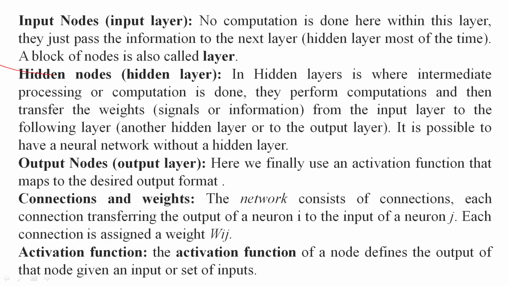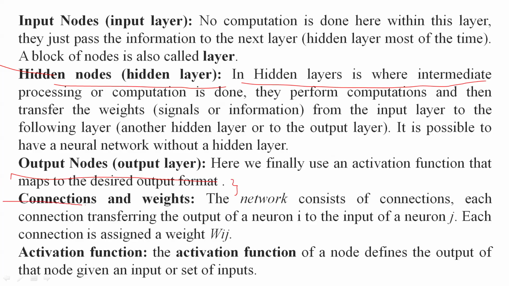Now hidden layer, actually who will perform the data operation? Hidden layers are hidden nodes. In the hidden layer is where intermediate computation is done by performing the computational function. Just before, in the previous slide, we discussed a computational function. So that process will be done and pass the information to the next hidden layer. So finally there is an output layer. Here we finally apply an activation function that maps the desired output. The desired output may consist of multiple classes, if so, then multiple neurons will release the output.